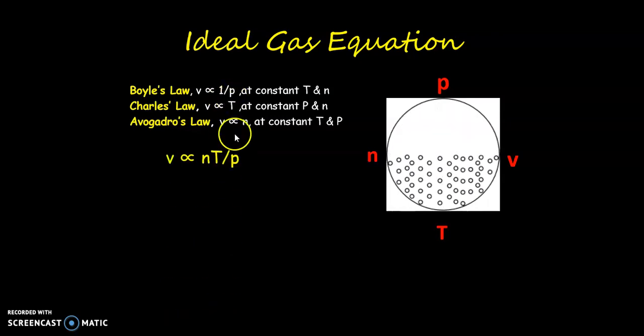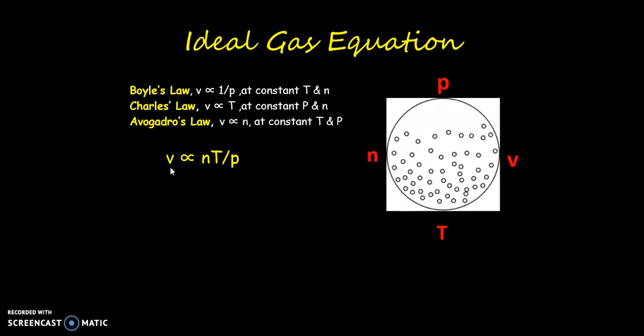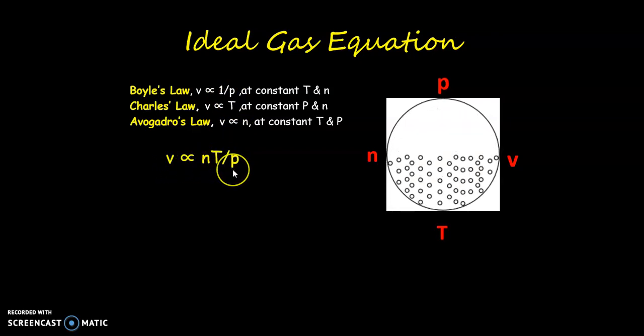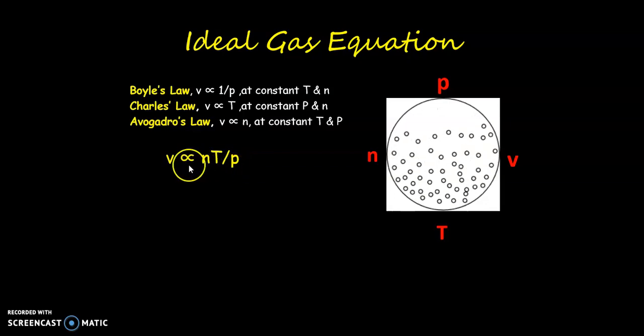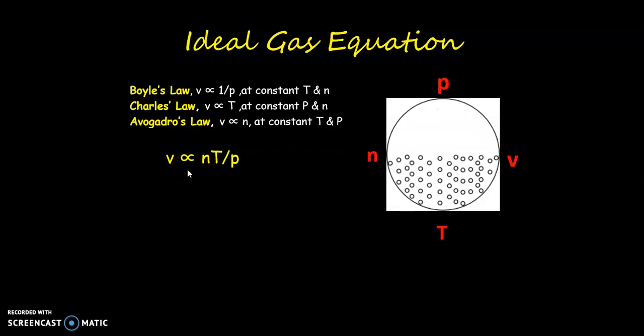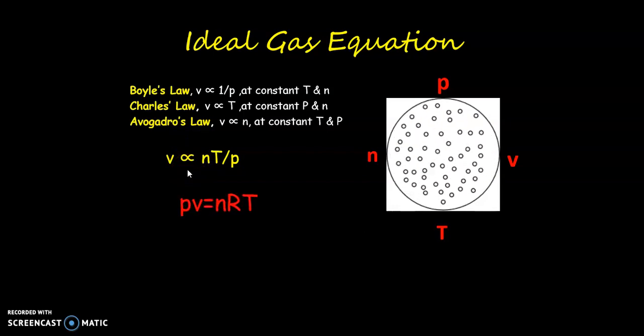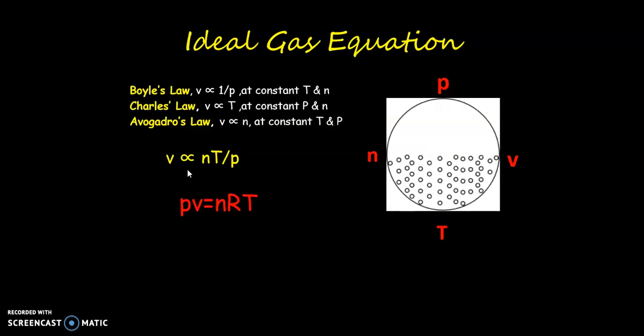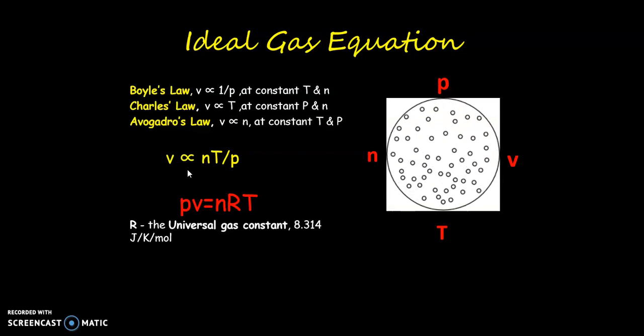By combining these three laws, we get V proportional to N times T by P. If we replace the proportionality constant by the universal gas constant R, we get the equation PV = nRT, which is the ideal gas equation.